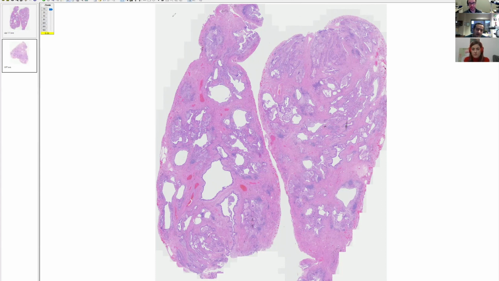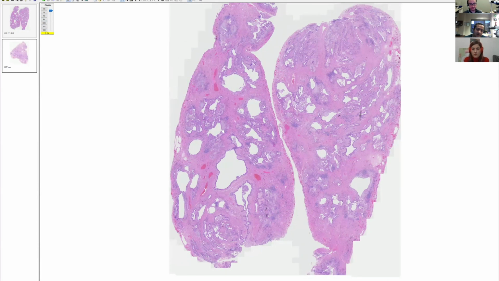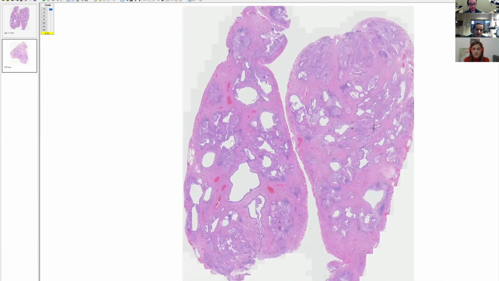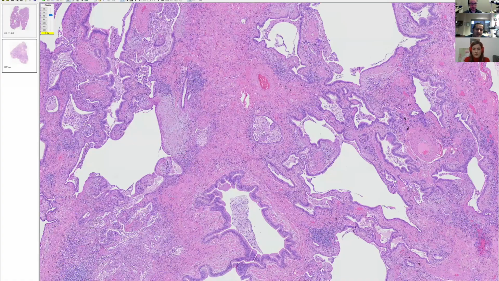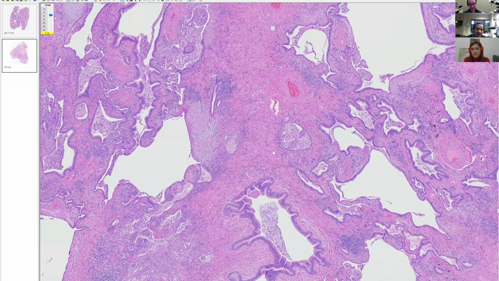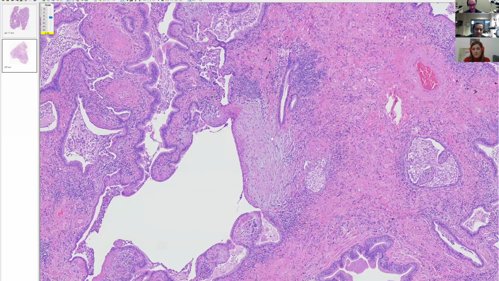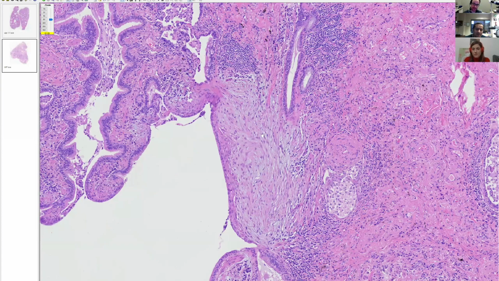But I think if you go into a little bit higher power, you can see some of the foci even at low mag. Yeah, they kind of pop out. It's beautiful. This case has really nice examples of them. Just as a review, here are these nice fibroblastic foci. They kind of bulge into the airspace here.